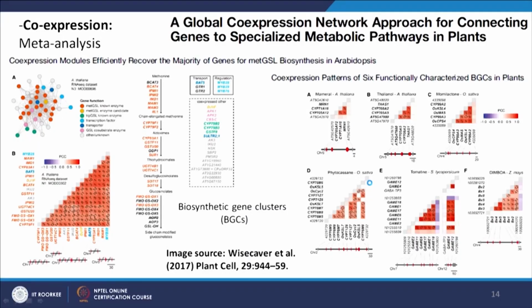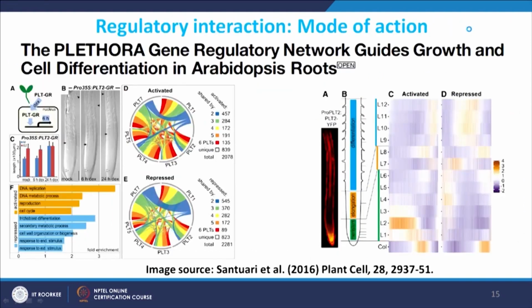If they are co-expressed with that gene, you may expect that there may be some interactions among themselves, and this kind of study has been used to identify them. For example, here, a global co-expression network approach for connecting genes to specialized metabolic pathways. So, if you combine data and look at the co-expression, then you can identify those genes which might be functioning in a similar developmental pathway or similar metabolic pathway.